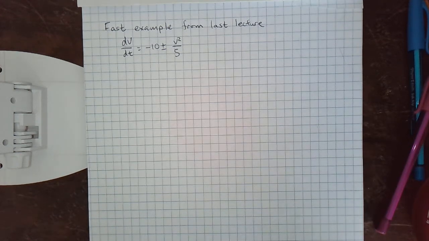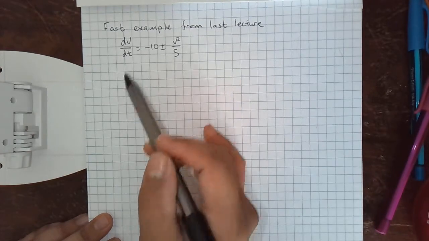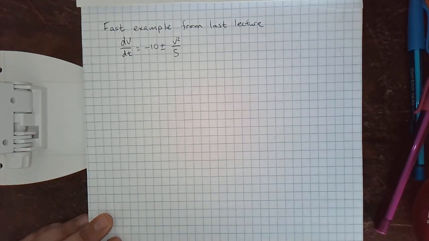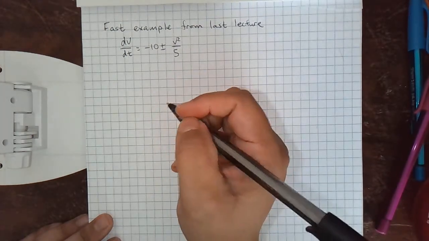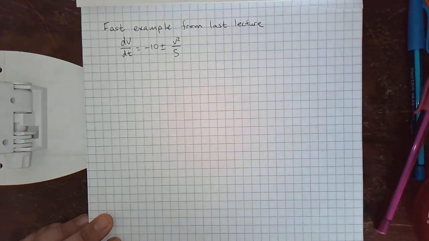Let's also take a minute and look through the fast example from last lecture. Slightly different differential equation: dv/dt was negative 10 plus or minus v squared over 5. And what is going on with this plus or minus? Well, remember the drag has to be in the opposite direction that the object is moving.